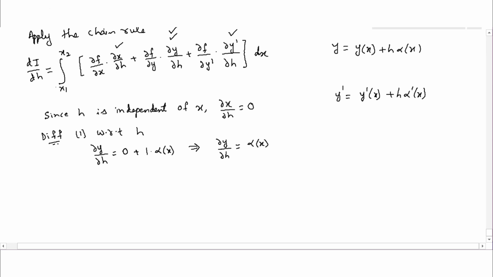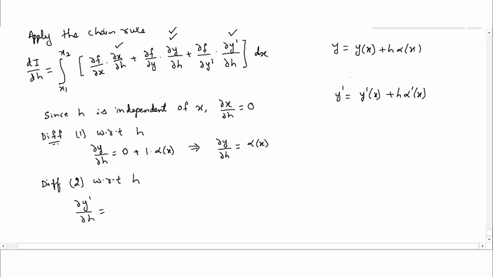So if I differentiate equation number 2 with respect to h, it becomes dou y dash by dou h is equals to.